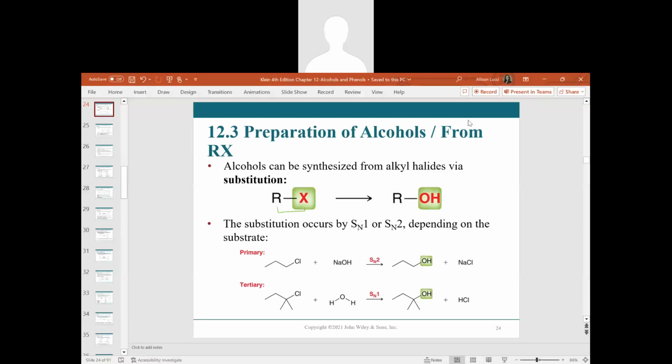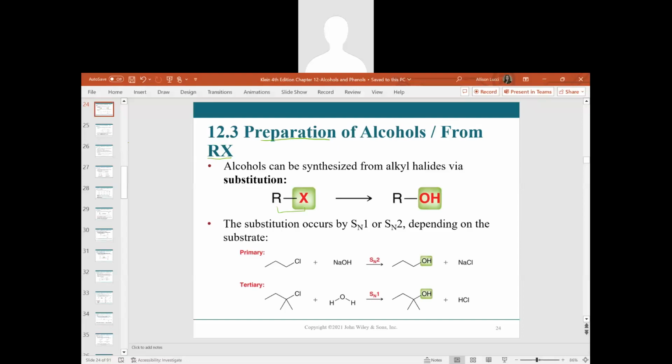In this section, we're going to look at a couple different ways that alcohols can be prepared. In this first method, we're going to look specifically at alkyl halides through a substitution reaction. Substitution reactions were introduced, along with elimination reactions, back in chapter 7.